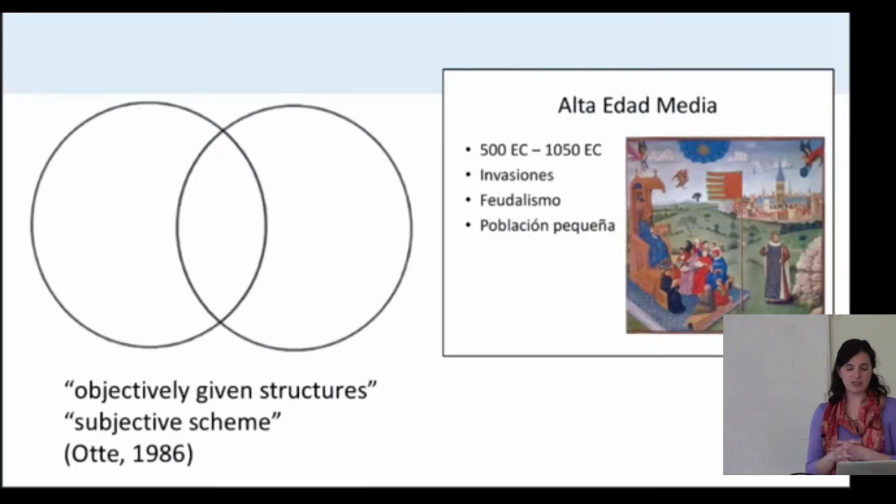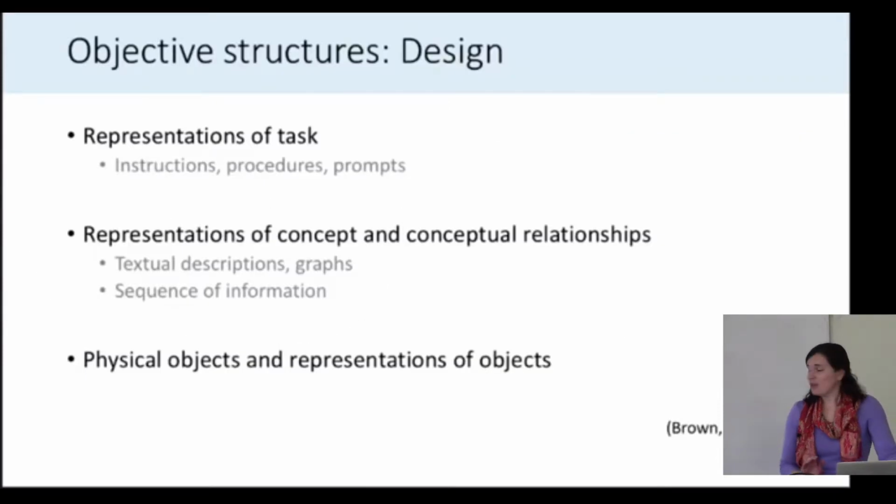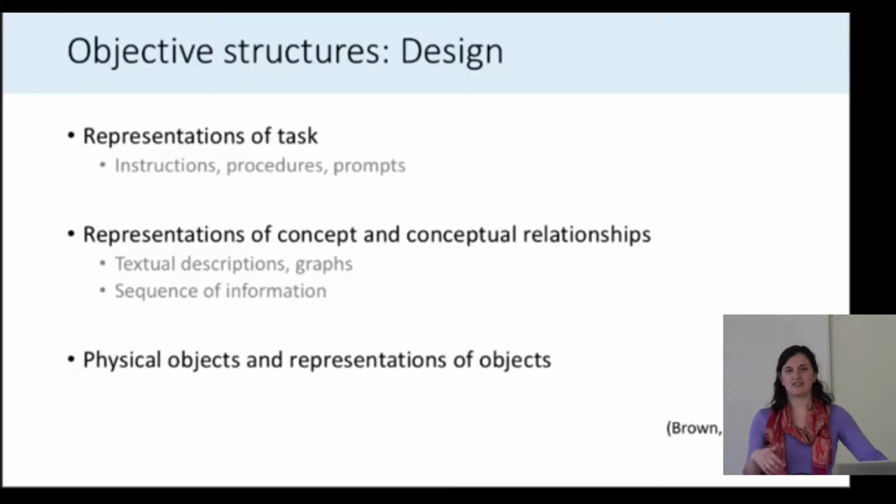And so I already mentioned the objectively given structure of the material, what we can see on the material, as well as the subjective scheme, which is the tradition, the meanings, and expectations that mediate how we're going to interpret the objective structure that we can see in the material itself. So Brown has done some writing that really helped me think about this, and he talks about the objective structure, and I'll use the term design from here on out, as the objective structure of pedagogical materials having three main components. And so they'll have representation of tasks on the material, and so that might be instructions, it might be procedures, it might be prompts.